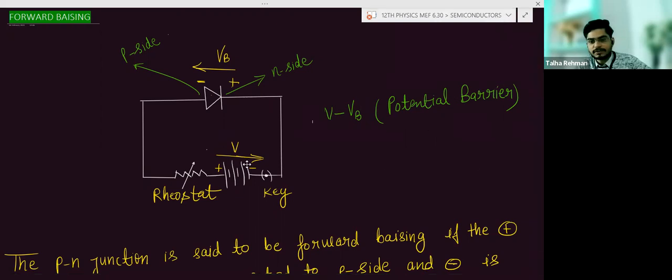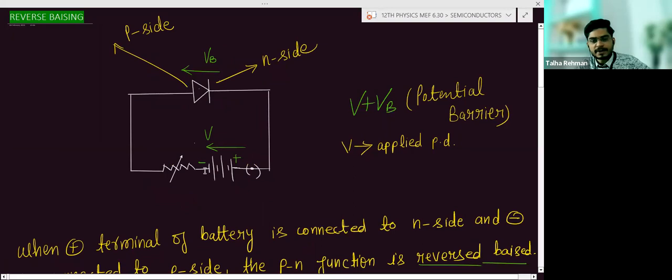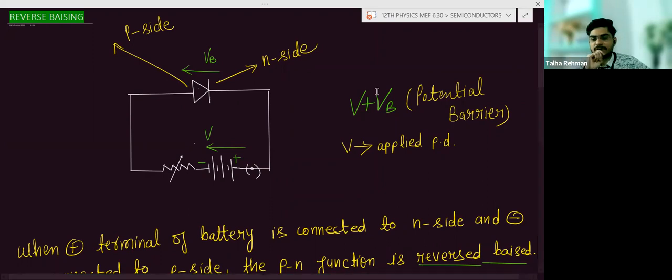In the case of reverse biasing, the negative of the battery is connected to P type and the positive of the battery is connected to N type. The potential barrier will increase, and very little current will be there. For an ideal diode, we can say there will be no current in reverse biasing.